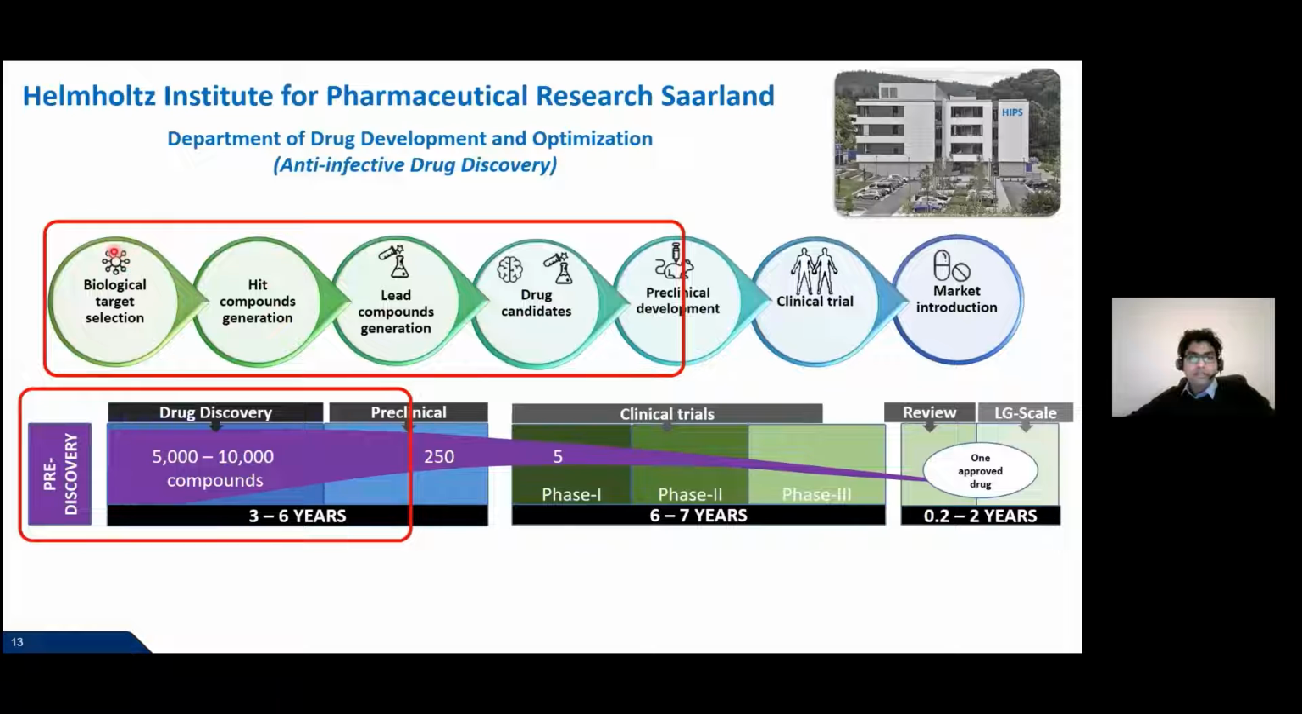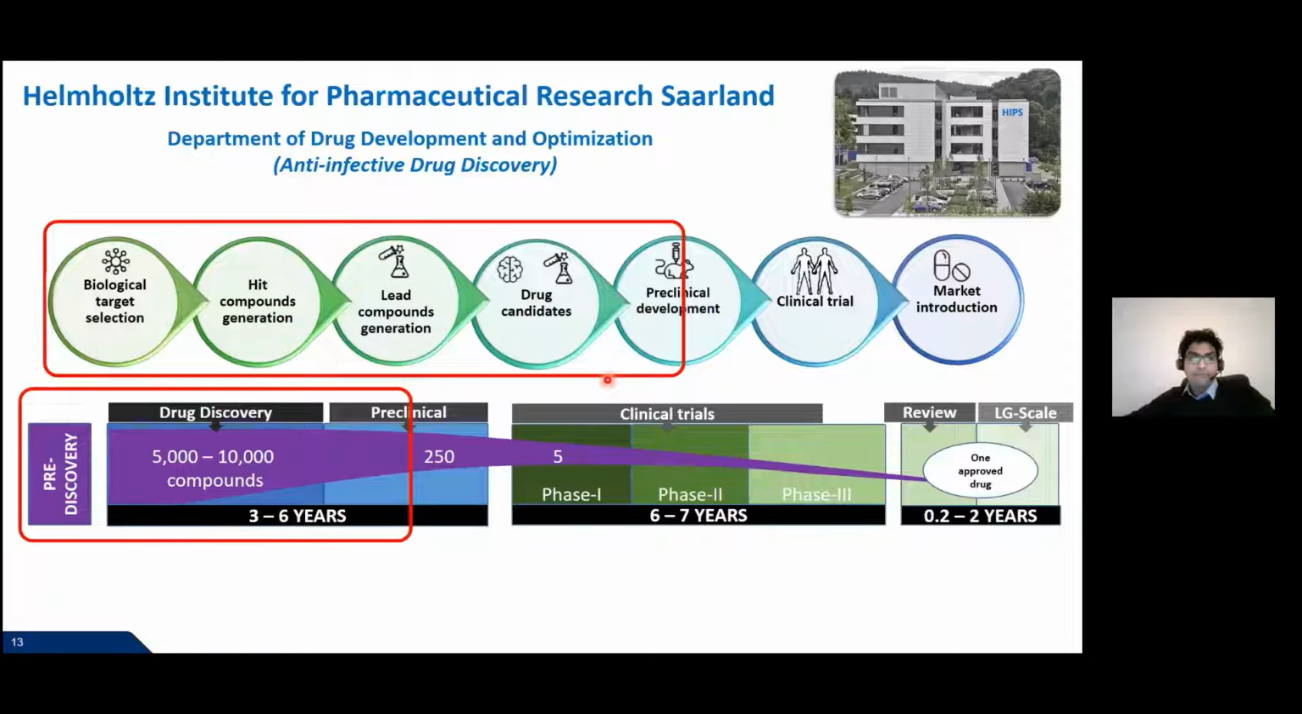We have biologists on our floor who select the target. Then we have chemists who synthesize the compounds or check the compounds and go from the hit compounds to the lead compounds to the drug candidate. Preclinical trials are not done at this institute, but we have a sister institute focused on them. That's why I put half of the preclinical trials in this box, but that is also in an academic setup. These first 3 to 6 years, we do in our institute.